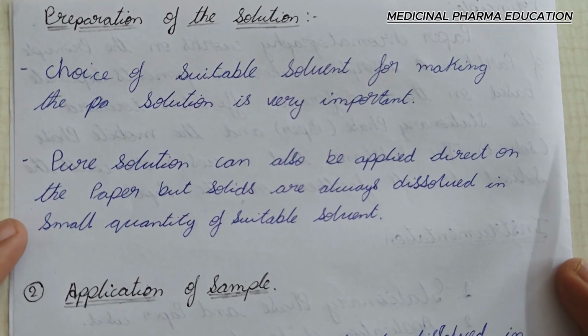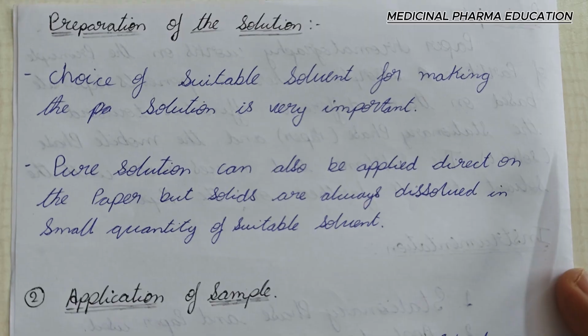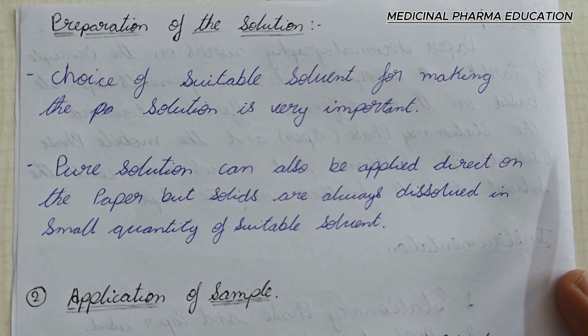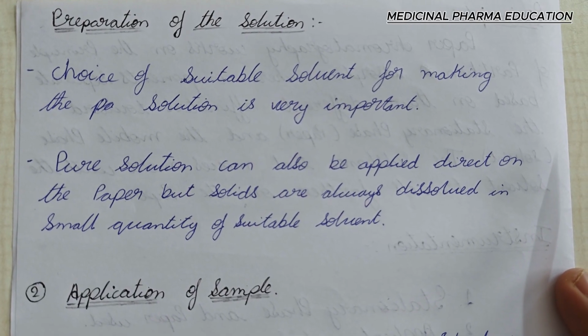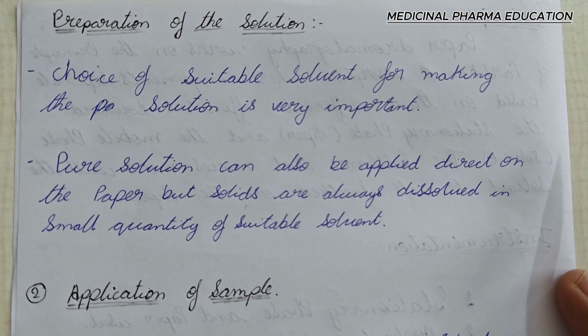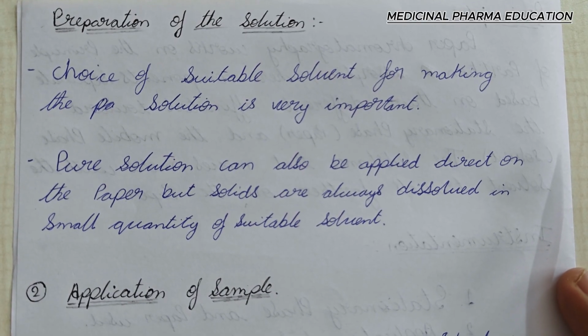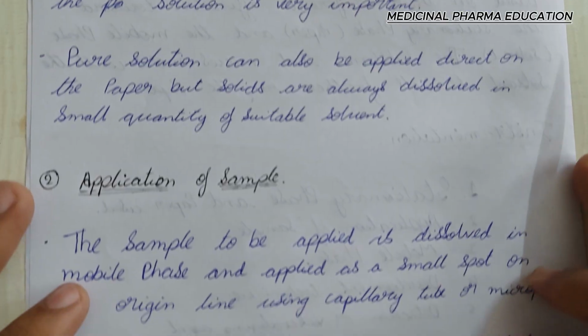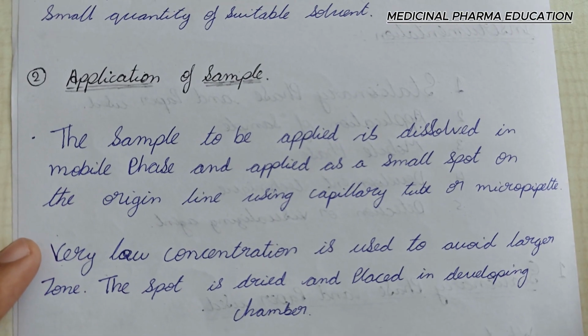The compounds which we are analyzing, or the mixtures, if they are liquid, are directly applied on the paper. Okay, if by chance they are solid, firstly they are dissolved, and the liquid in which it is dissolved, we will then apply it on the paper. Okay, application of sample. How do we apply the sample?